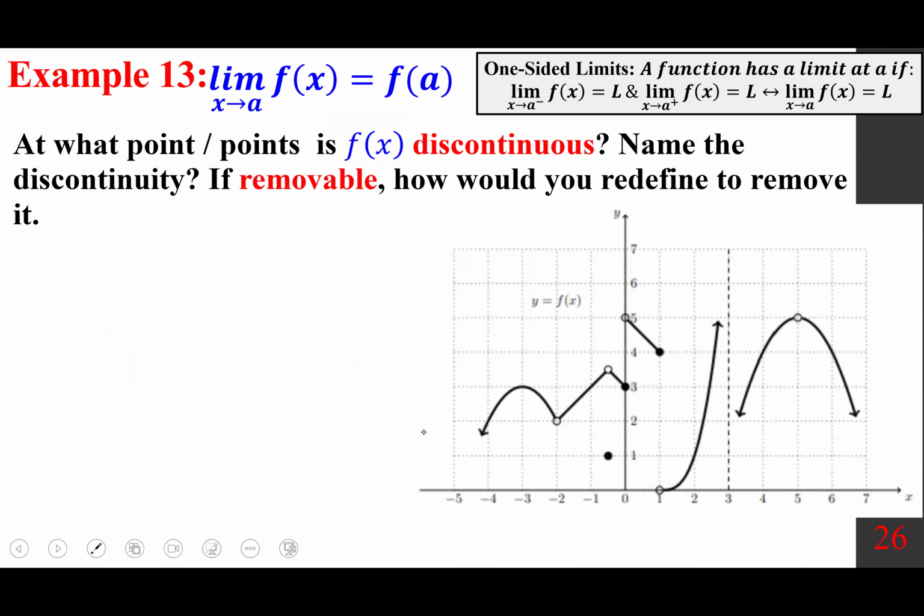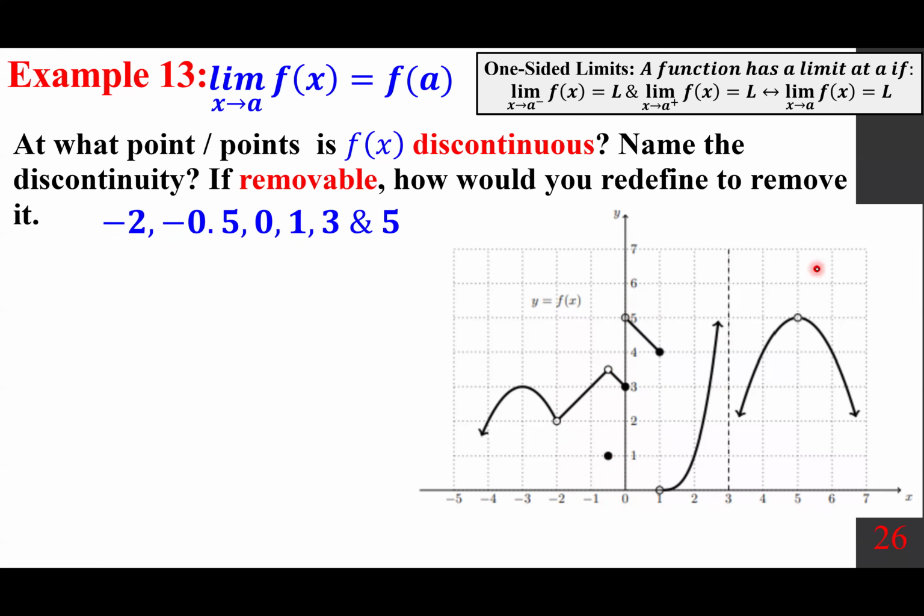So at what point or points is f of x discontinuous? Name the discontinuity, and if removable, how would you redefine it to remove it? First, we're going to go along the x-axis and start from left to right and see where we can see the discontinuities. Obviously, at -2, at -0.5, at 0, 1, 3, 5. So those are the discontinuities.